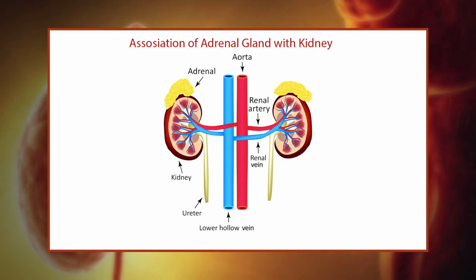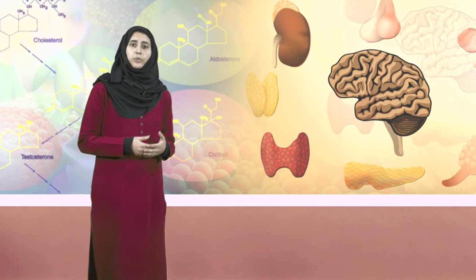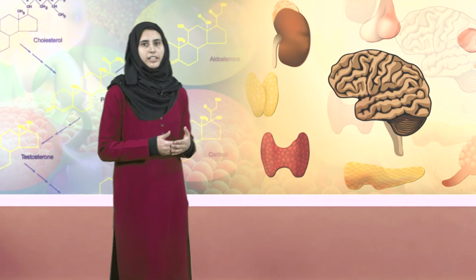The glands are retroperitoneal, that is, they are covered in perinephric fat. However, there is a thin septum which separates each gland from its associated kidney. Now, we will discuss the structure of the adrenal glands.